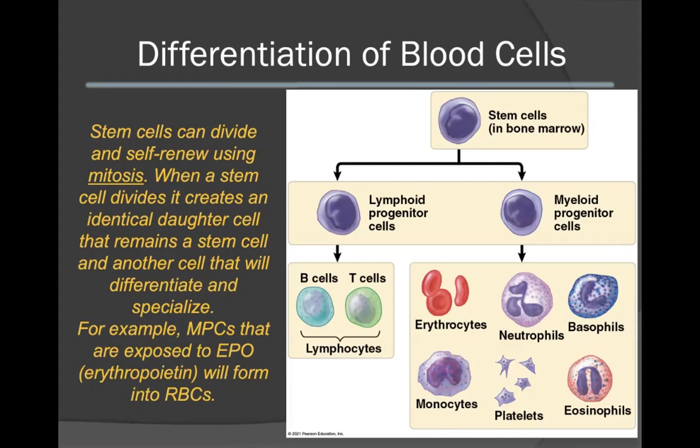For example, a stem cell can then differentiate into a lymphoid progenitor cell or a myeloid progenitor cell. A lymphoid progenitor cell is responsible for eventually differentiating or producing B cells as well as T cells. Myeloid progenitor cells can have the ability to differentiate into erythrocytes, monocytes, neutrophils, platelets, basophils, or eosinophils. All of these cellular differentiation pathways are usually controlled by various types of hormones that will help determine what type of cell the progenitor cell will differentiate into.